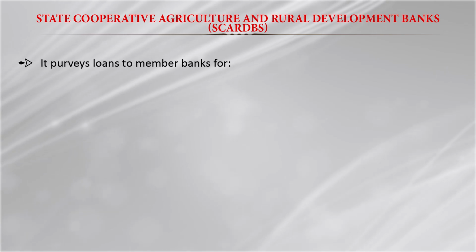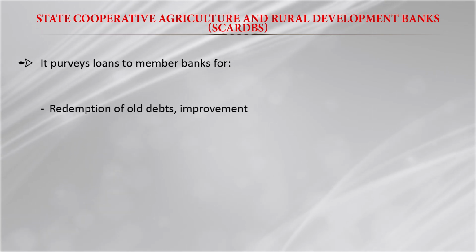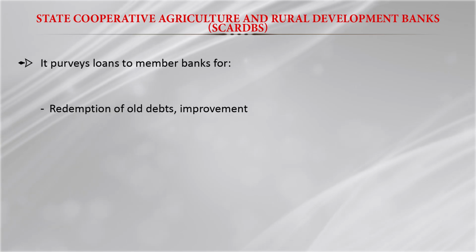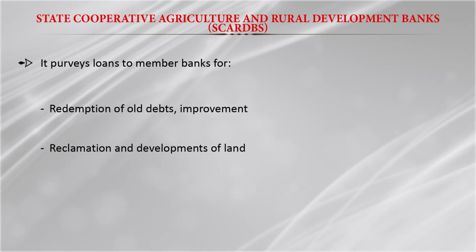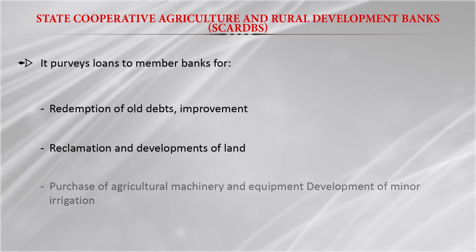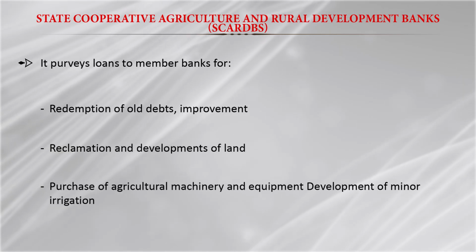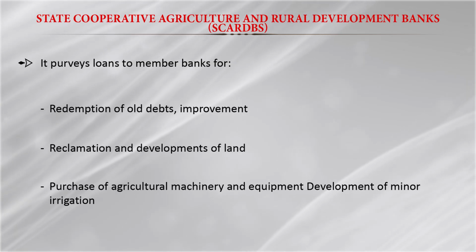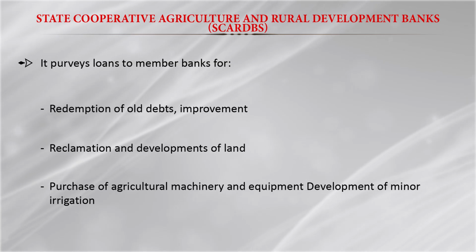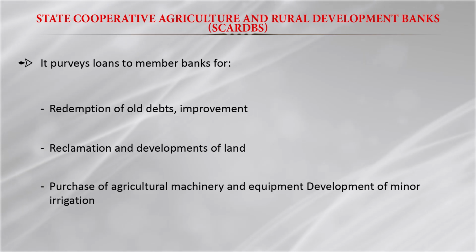They provide loans to the member banks for the redemption of old debt and improvement. They also provide loans for reclamation and development of land, and for purchasing agricultural machinery, equipment and development of minor irrigation. So this is the preview of the State Cooperative Agricultural Development Bank.